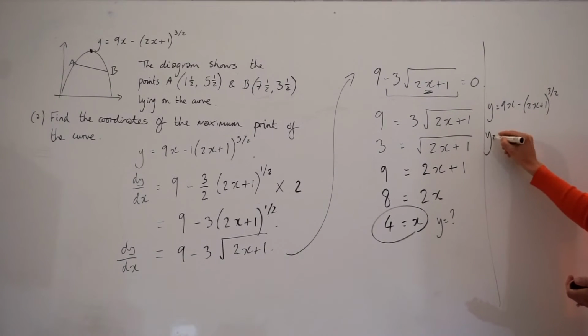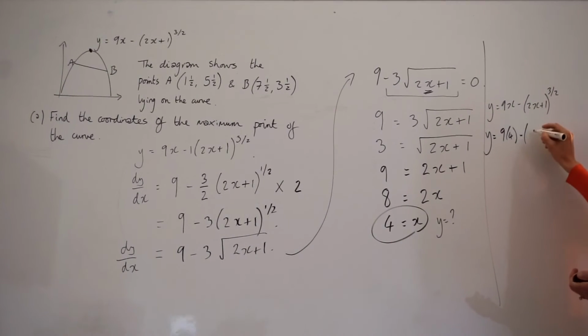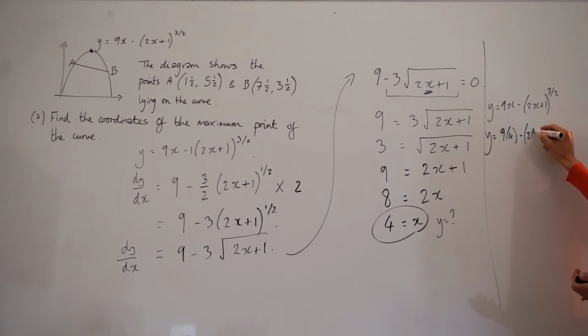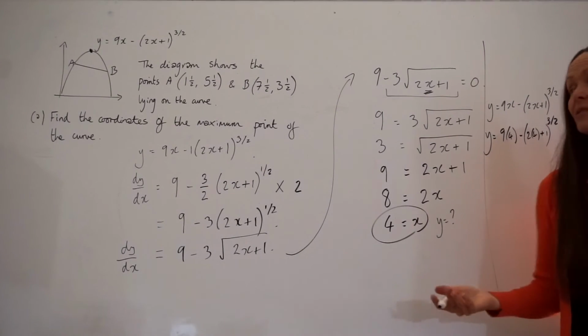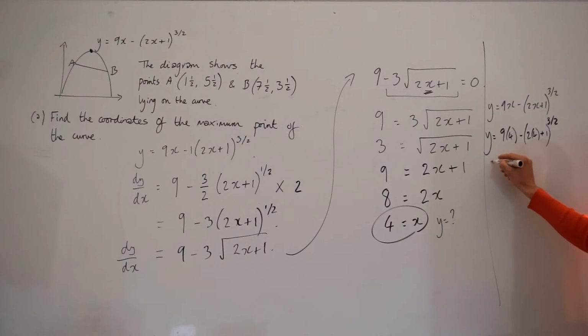So y equals 9(4) minus (2 multiplied by 4 plus 1) raised to the power of 3 over 2. So you could just put this in your calculator if you want to, or if you want to do it in your head like me. 9 multiplied by 4 is 36. Then inside the brackets we have 2 times 4, which is 8, plus 1, which is 9. And remember, you're raising it to the power of 3 over 2.